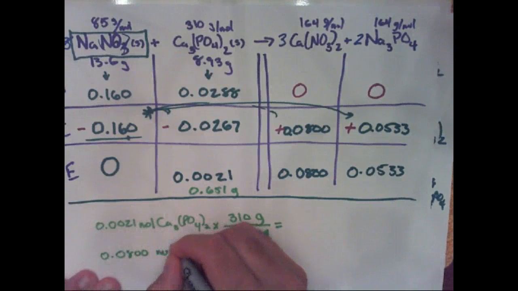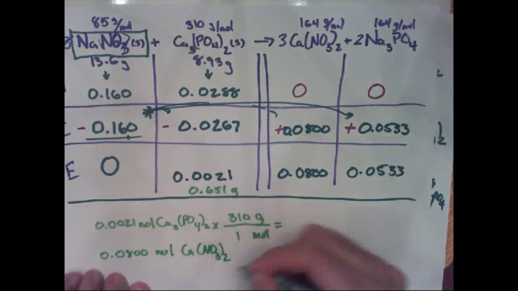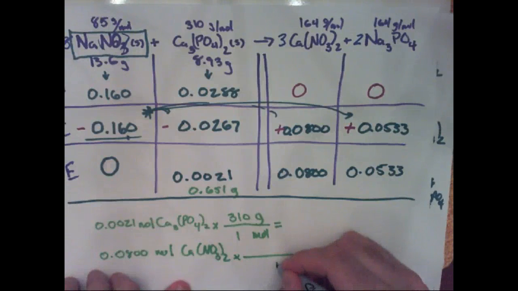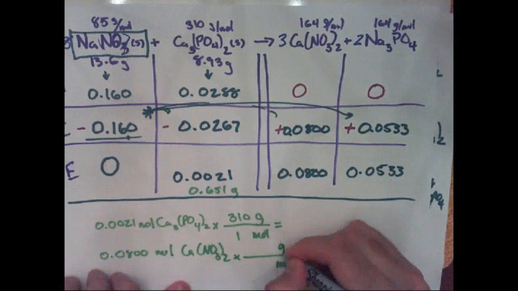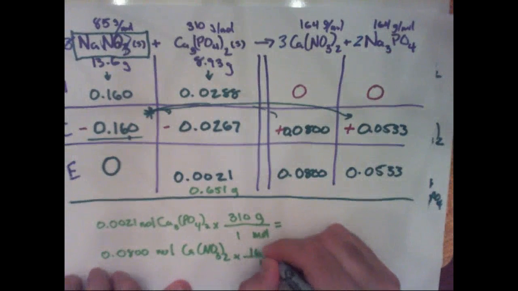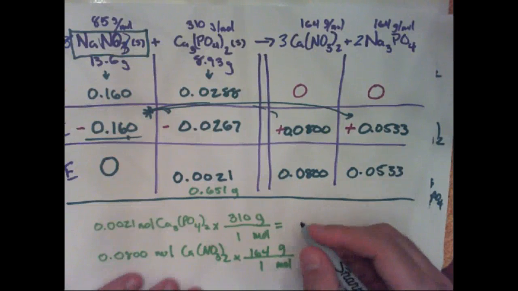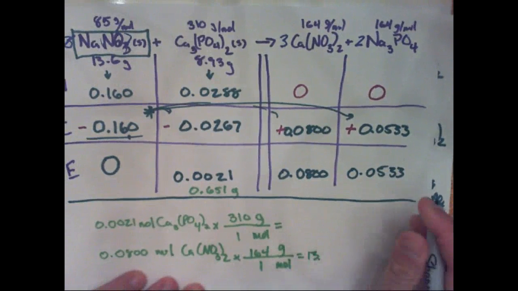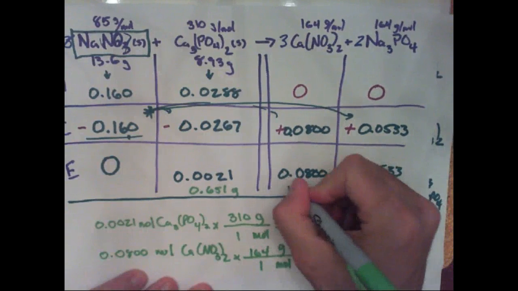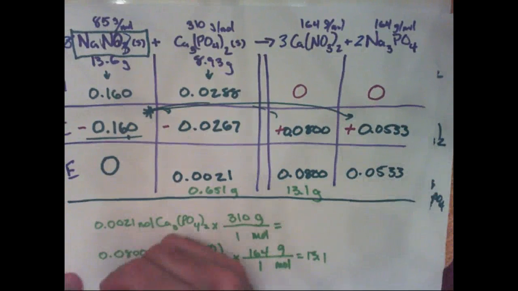Okay, and now we do the same thing for this one, 0.0800 moles of calcium nitrate, and we X-line it. We want to get rid of moles, and we want to put grams on the top. For every 1 mole, it weighs 164 grams. So 0.0800 times 164, that equals 13.1 grams.